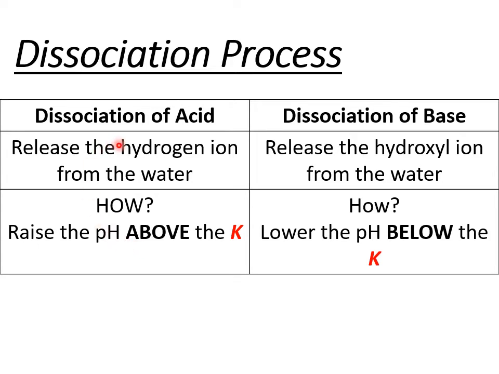Specifically, the weak acids, because these are the ones that are hard to separate. The same goes with our bases. With the base, what do we need to release? The hydroxyl ions. And in this process, it is the other way around. You have to lower the pH below the dissociation constant in order to easily release the hydroxyl ion from the substance.